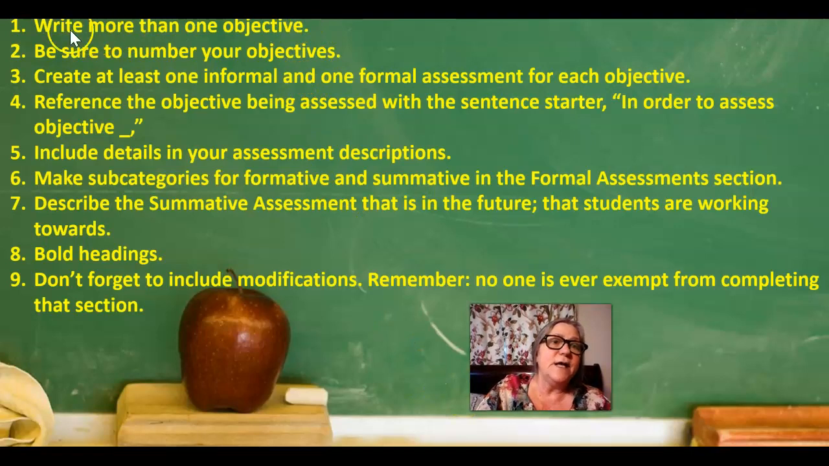So you have an assignment in your module about writing these objectives and the assessments. So these are the directions. I do want you to write more than one objective. You're going to make sure that you number your objectives. You're going to create at least one informal and one formal assessment for each objective. You need to reference the objective that's being assessed with the sentence starter "in order to assess objective 1, 2, 3," whatever. Include details in your descriptions.